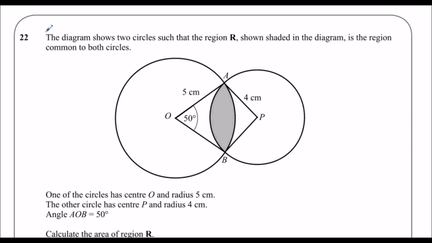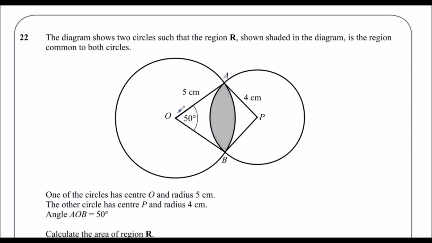Question 22. The diagram shows two circles such that the region R, shown shaded in the diagram, is a region common to both circles. One of the circles has center O, radius 5. The other circle, center P, radius 4. Angle AOB is 50 degrees. And we need to calculate the area of the shaded region.